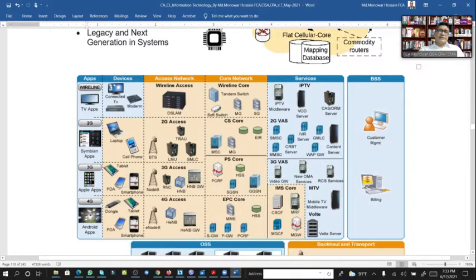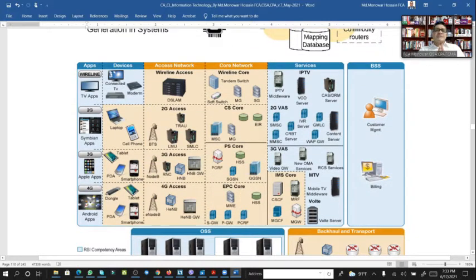So here, if we see, different types of apps we are using through the device, access network, core network, service and business support system. Here BSS, business support system. So all our works are interrelated, correlated with the business, and based on the business operation all our activities should be aligned. So look here, if we use, for example, a TV app.